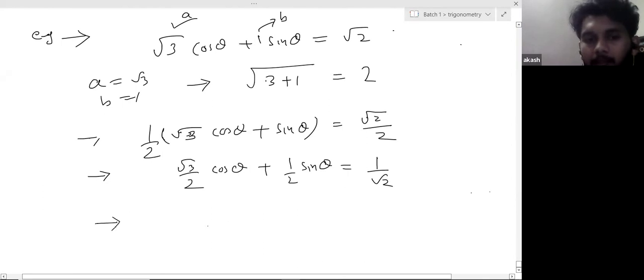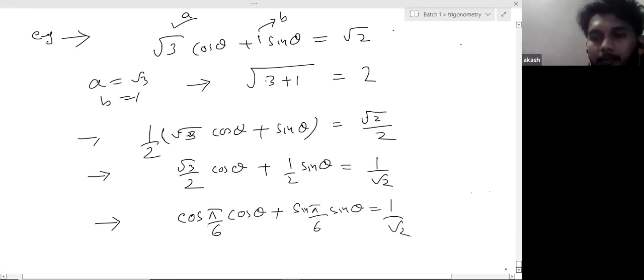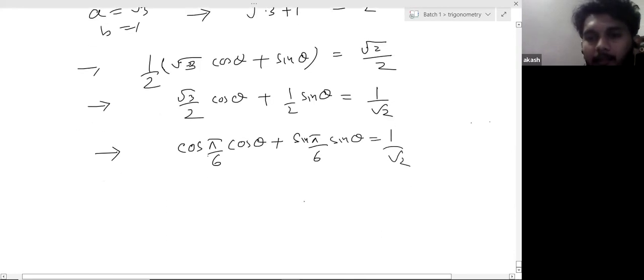What is root 3 by 2? We can replace this by cos pi by 6, cos theta plus, this is sine pi by 6, sine theta is equal to 1 upon root 2. This step is clear, everyone? Shabya, Arsalan, Abdul?